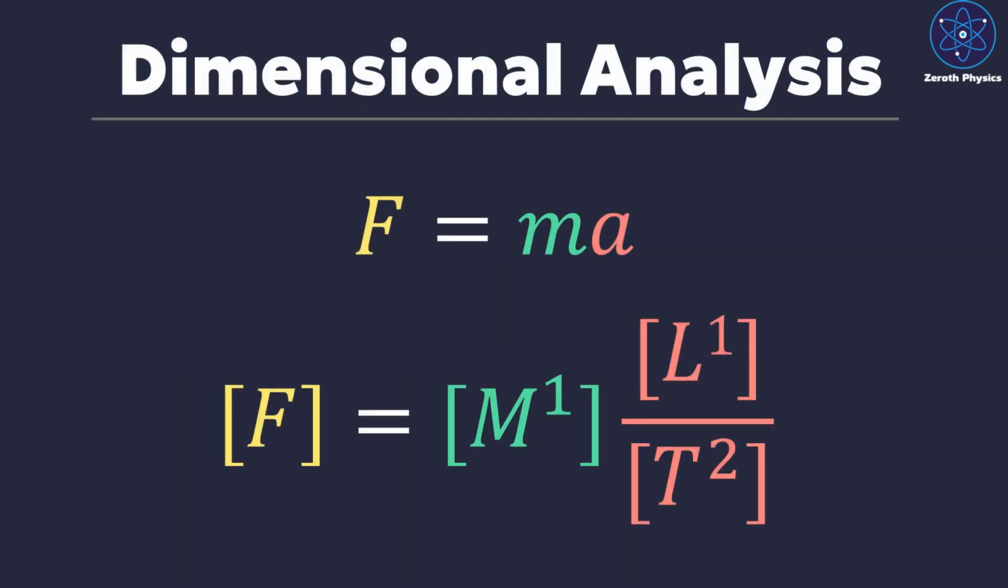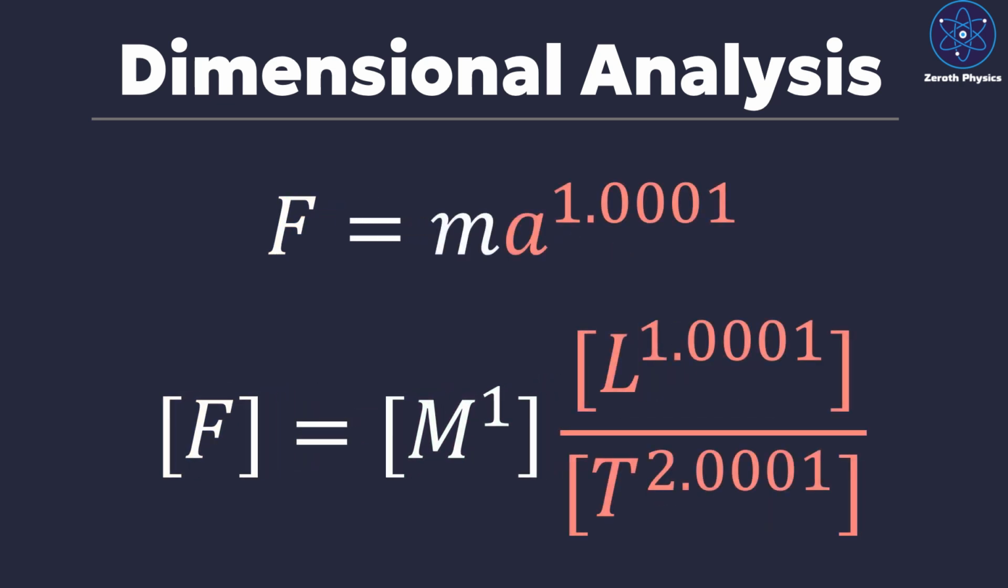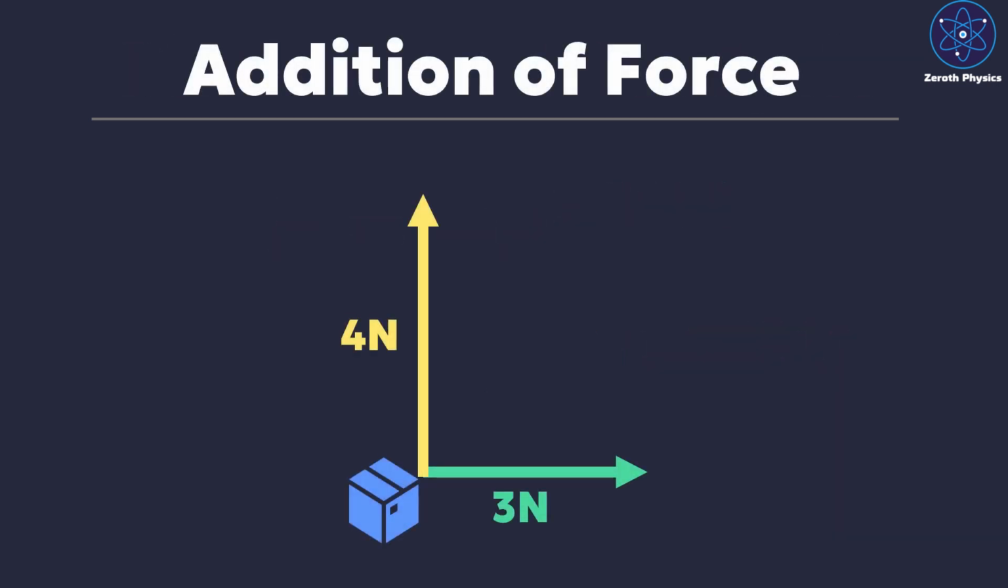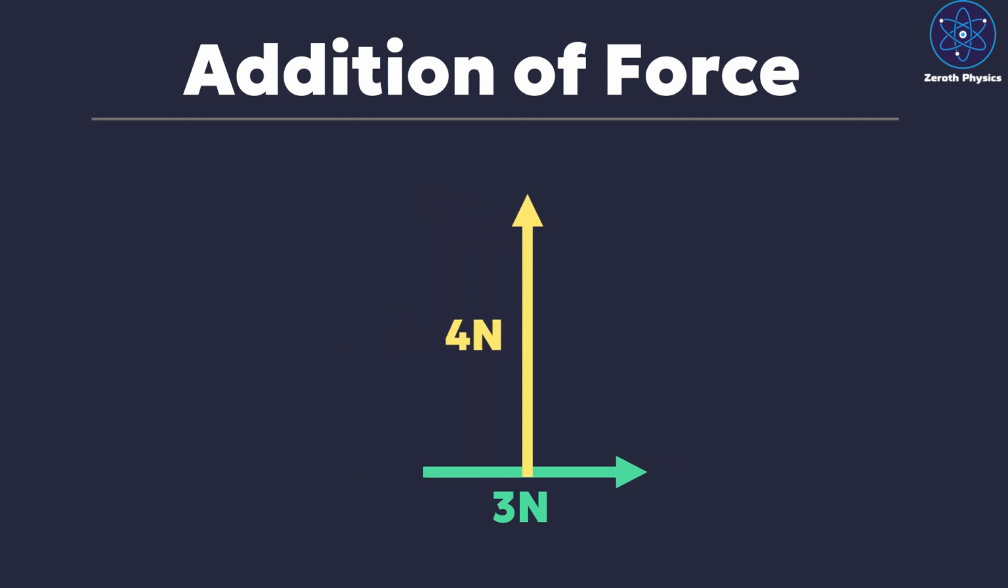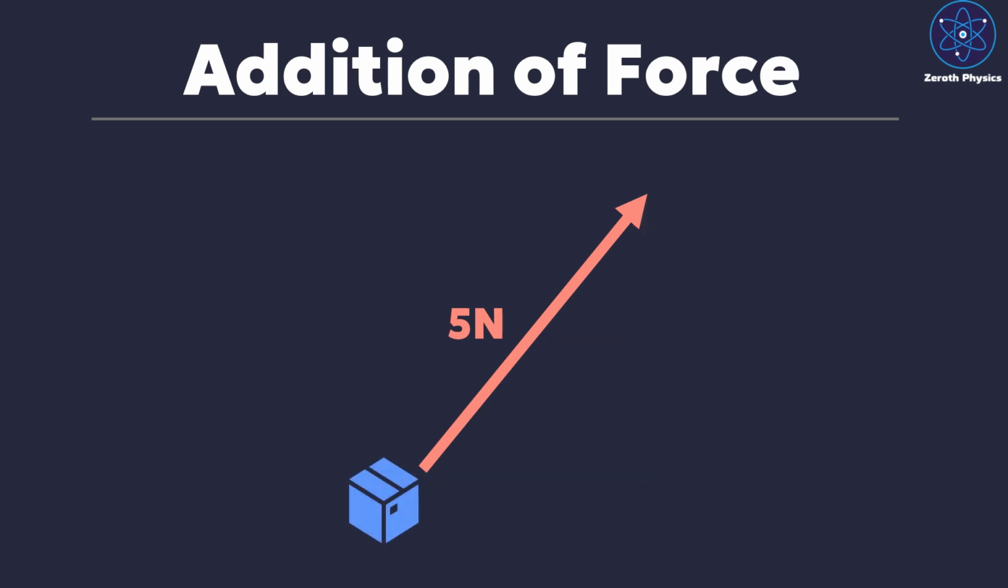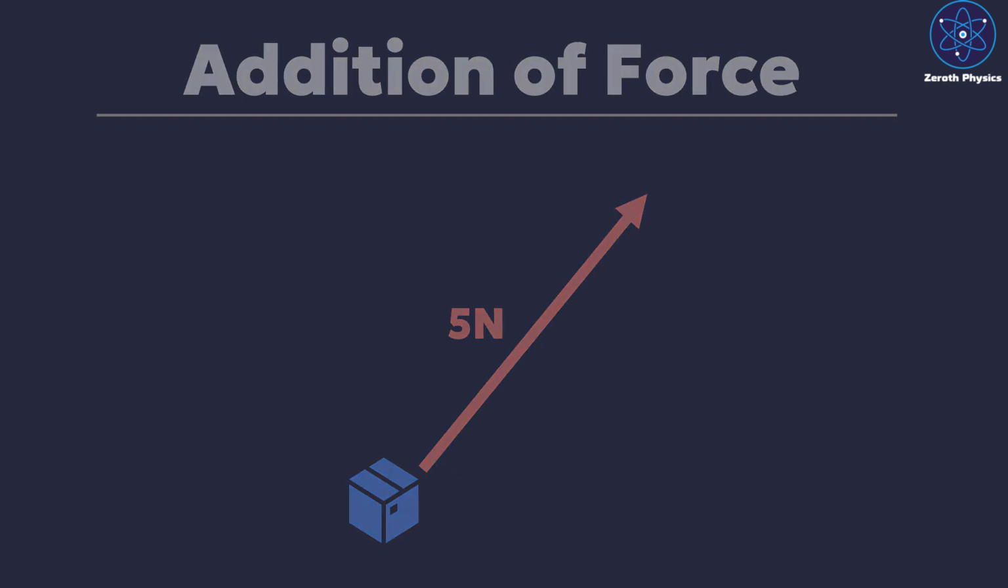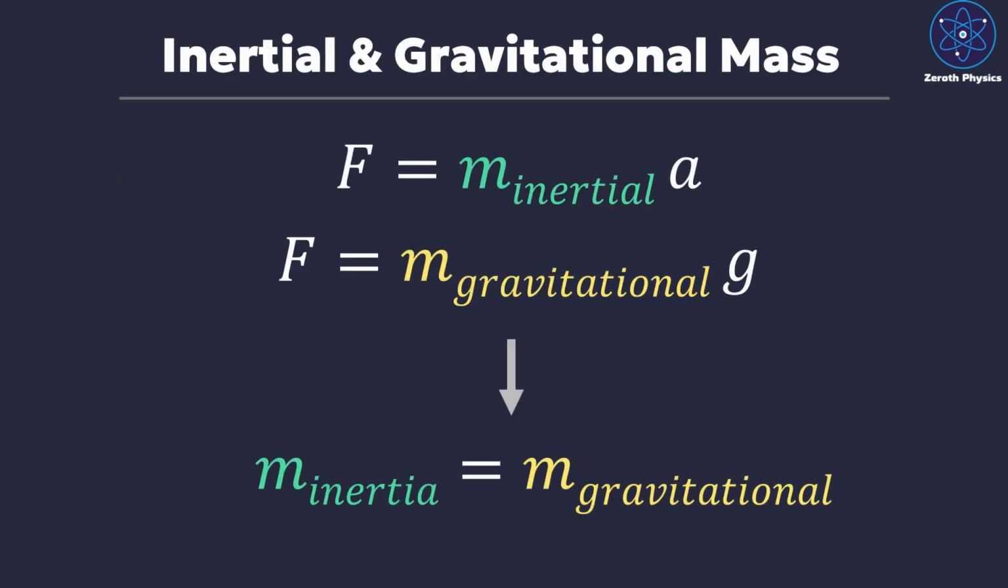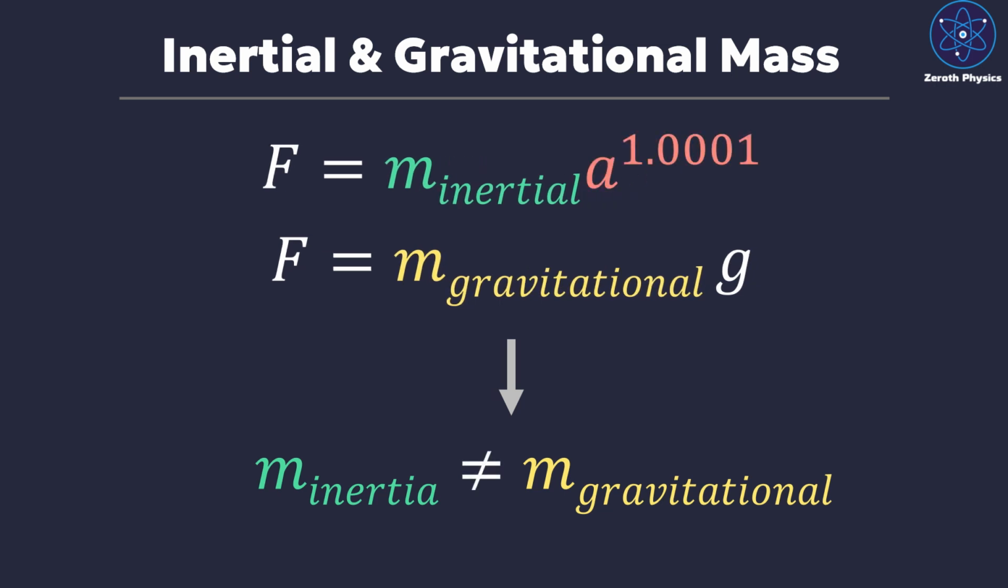Firstly, in dimensional analysis, we would encounter difficulties in understanding the meaning of a quantity raised to the power of 1.0001. The unit of measurement becomes unclear and potentially inconsistent. Secondly, the additive nature of forces would be violated, as the equation becomes nonlinear. This would introduce complexities in calculating and combining forces, undermining the intuitive understanding of force as an additive quantity. Thirdly, the equality between inertial mass and gravitational mass, a fundamental principle in physics, may no longer hold true.